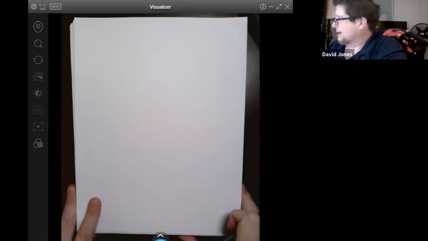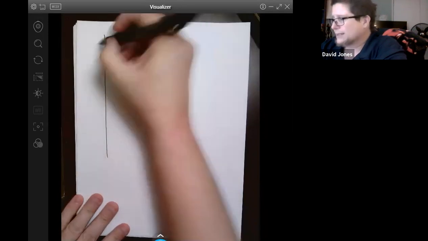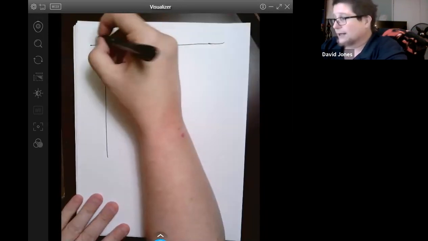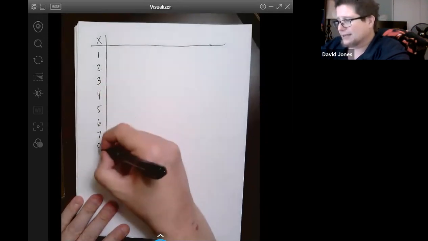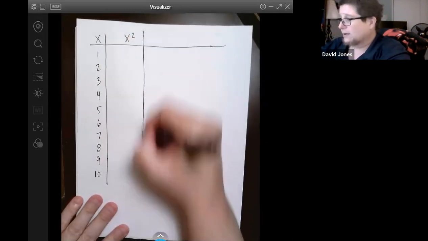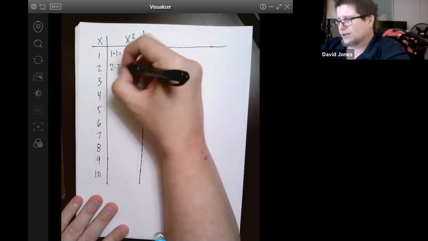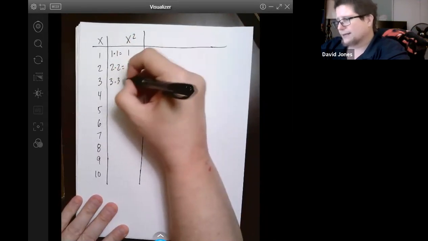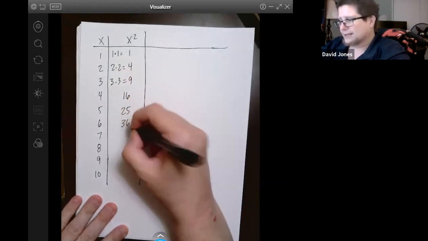Actually, before we do some examples, I'm gonna give you a little table that you might want to have at least some of them memorized. Let's take the numbers from 1 to 10. If we square the number, we're really multiplying it by itself, which is 1. 2 times 2 is 4. 3 times 3 is 9. 4 times 4 is 16. And we keep doing this process, and these are the numbers we get.